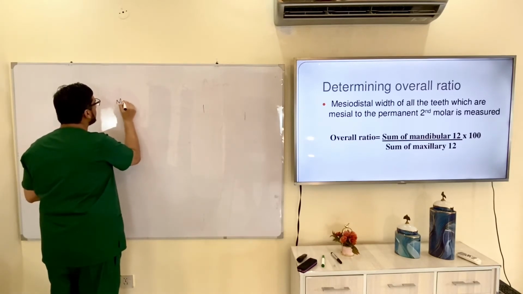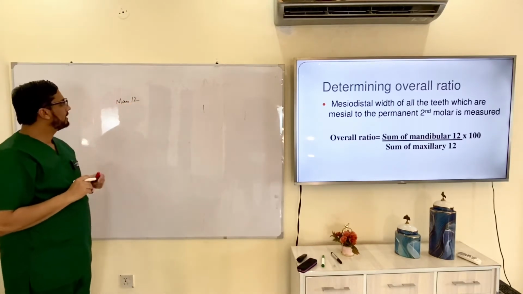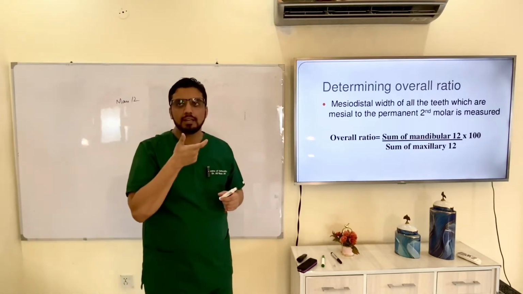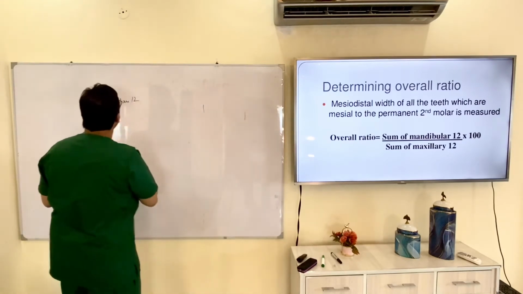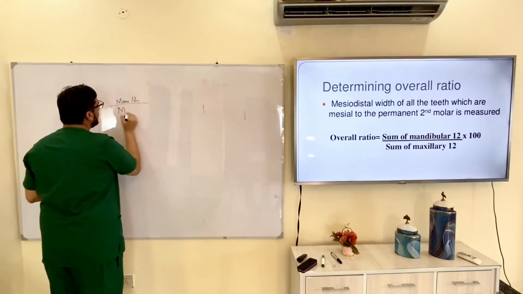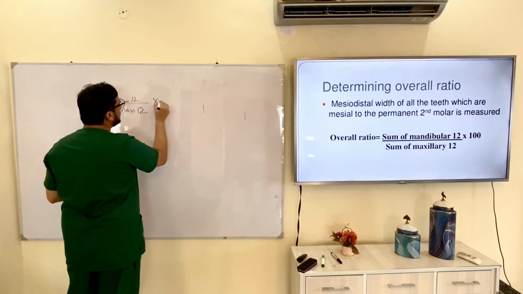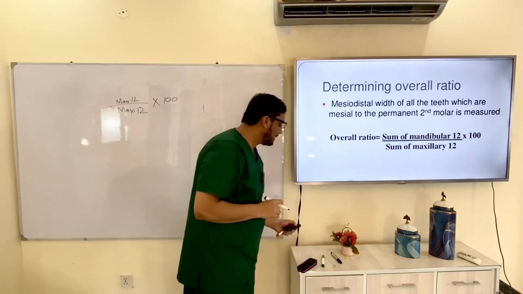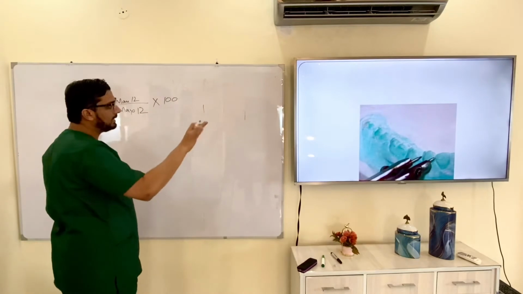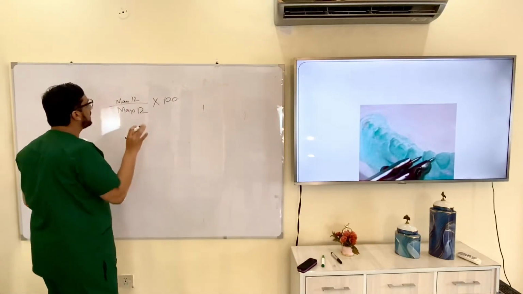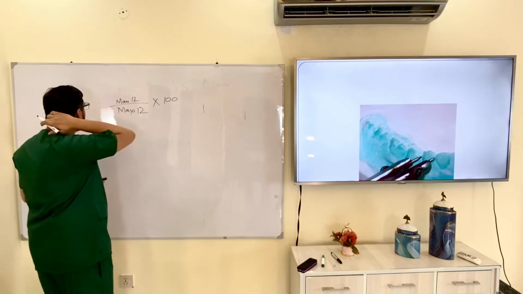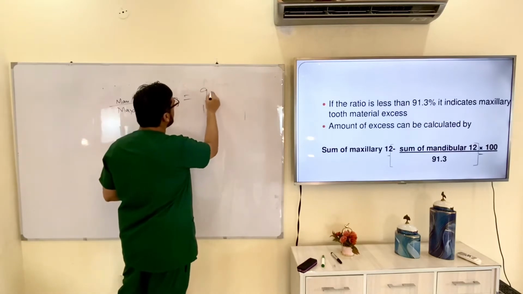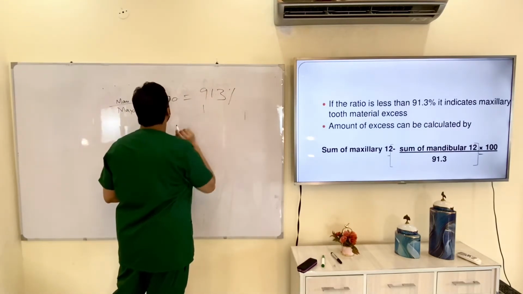Sum of mandibular 12. In our jaw, you see maxilla up, mandible down. Reverse the condition: mandible up, mandibular 12 teeth up, maxillary 12 teeth down, divided by 100. For the best of the aesthetics, this ratio, the size of individual teeth, is measured by the digital vernier caliper. We talked about it in the previous lectures. So the sizes of the individual teeth are measured and summed together, and the sum should be around 91.3%.